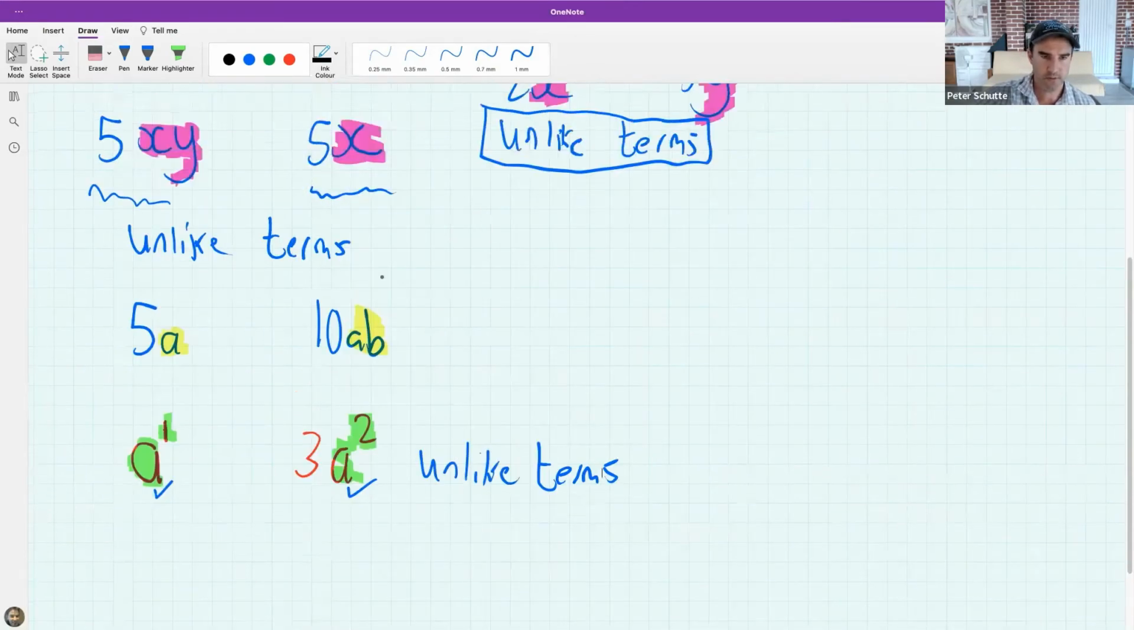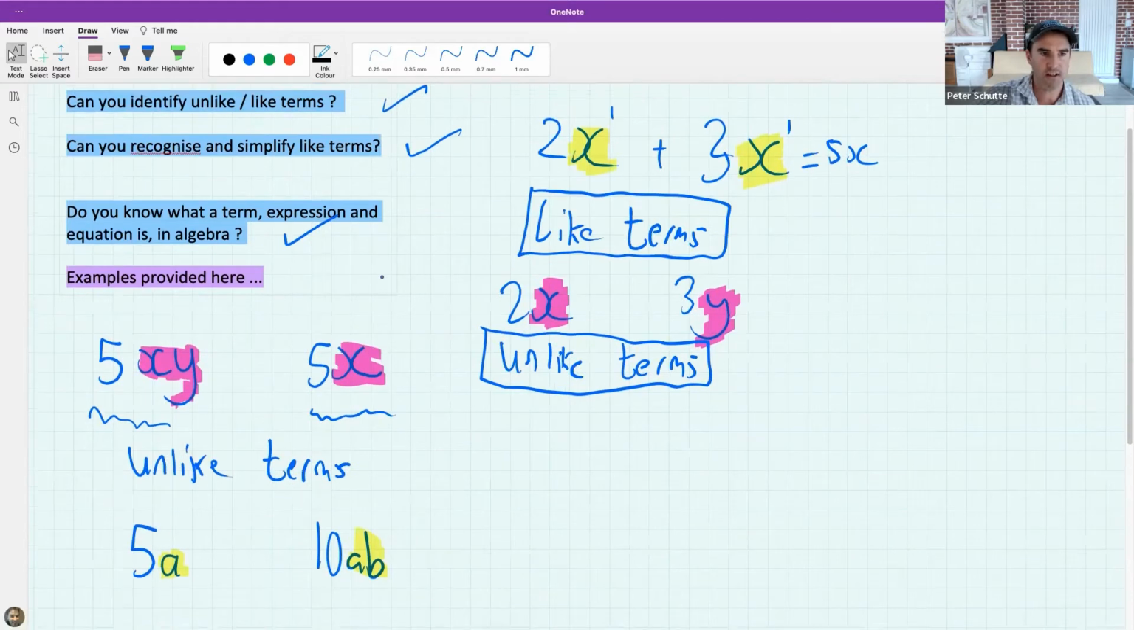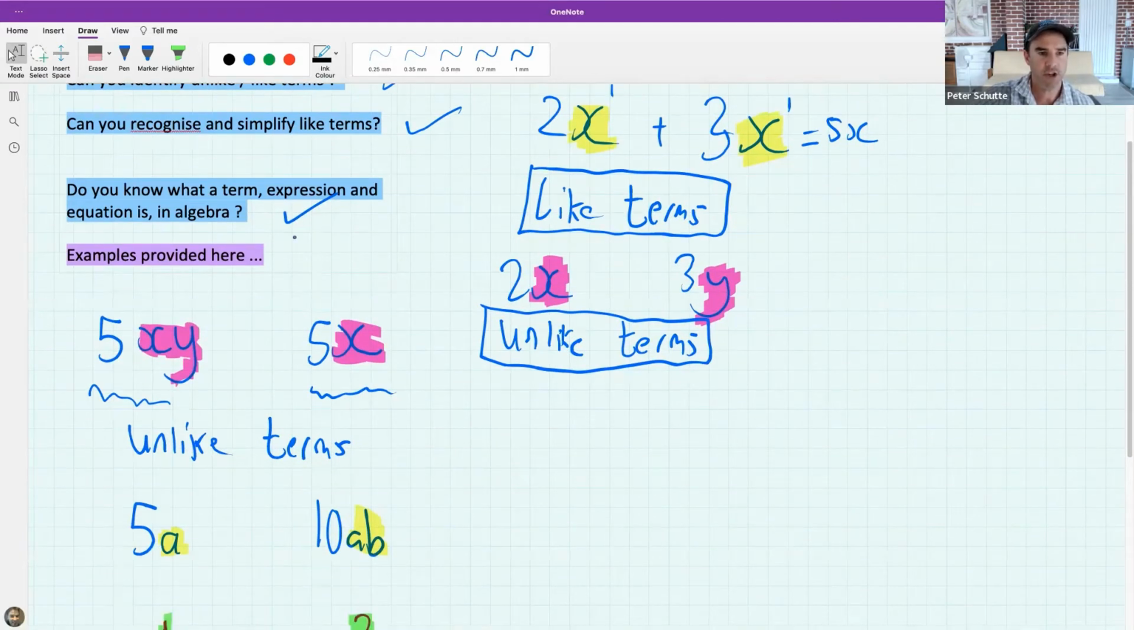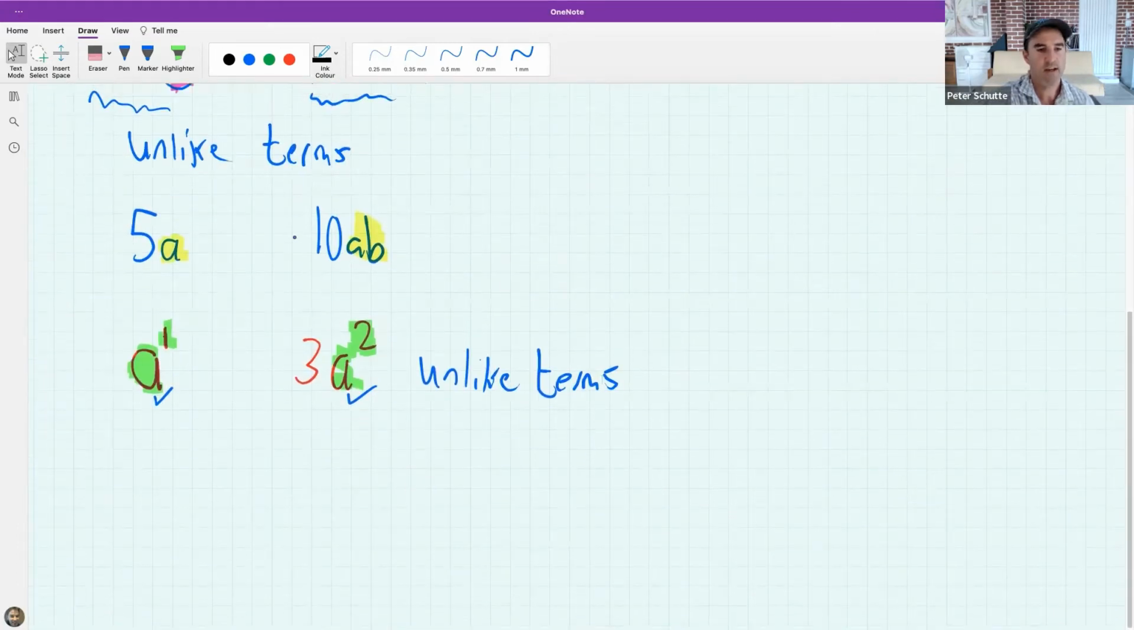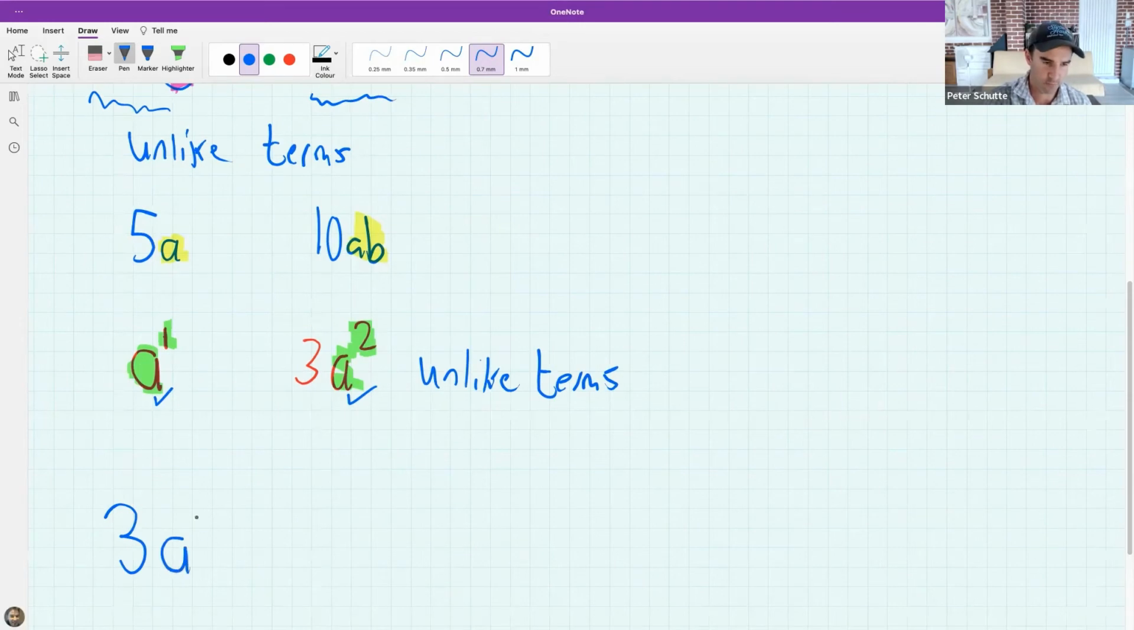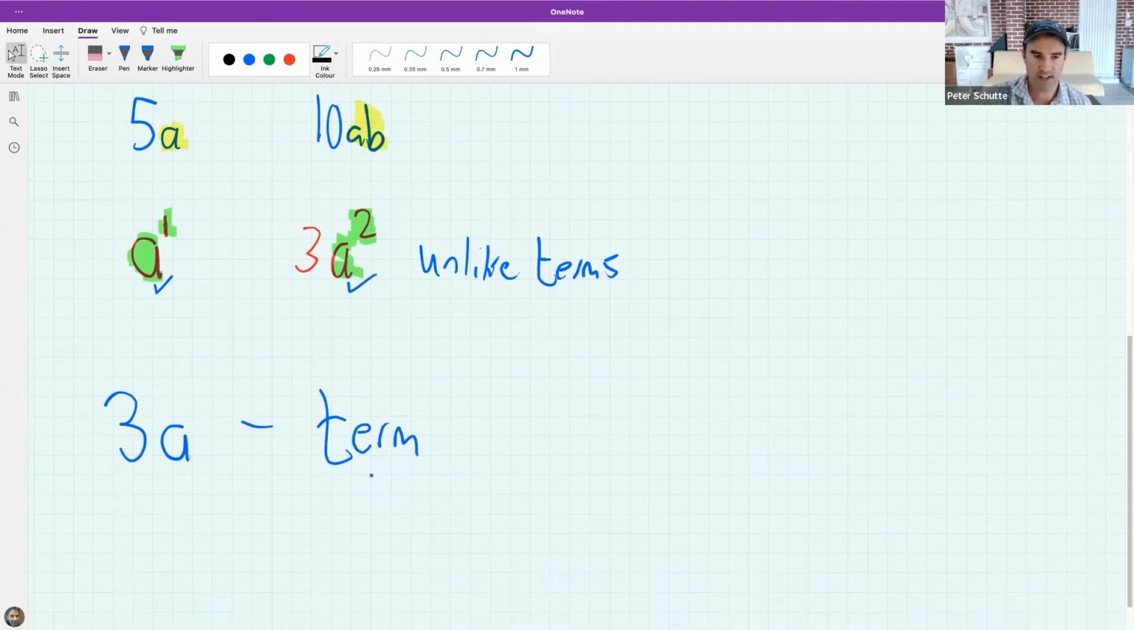Before I move on, let me make sure I explain what a term, expression, and an equation is. In algebra, there's certain vocabulary that just gets thrown around a lot. I just want to make sure we know some of the vocabulary, and then in the lesson today, we'll practice it. If I just write one thing like this, a lonely 3a squared, or 3a, in algebra, we would call this a term. It's just one term standing by itself.